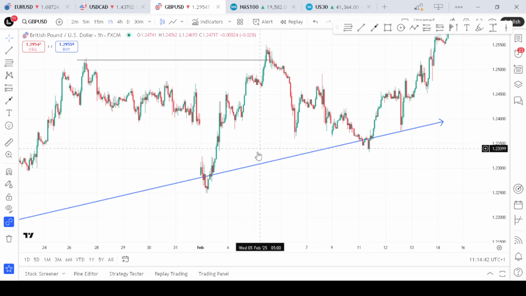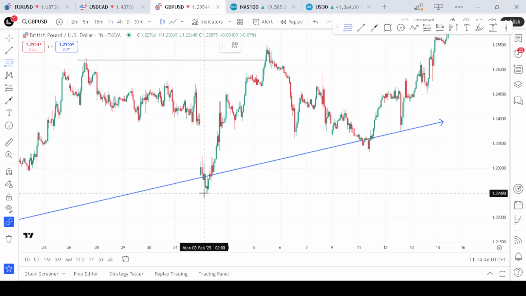The next thing we need to do is to place our Fibonacci tool on the area. In an uptrend, we draw it from the downside to the upside. It will automatically plot these levels.